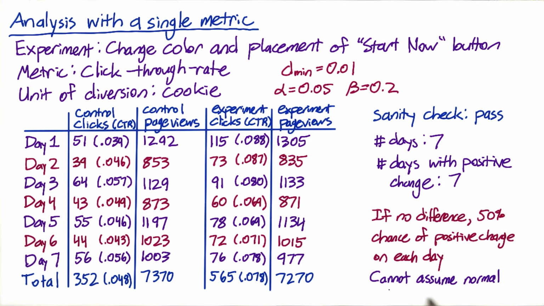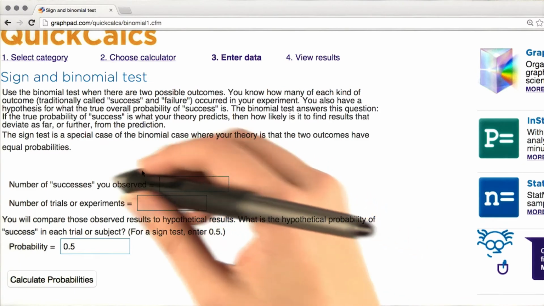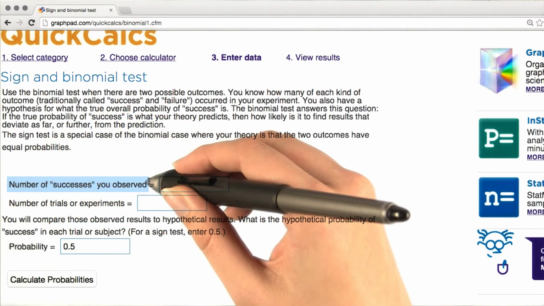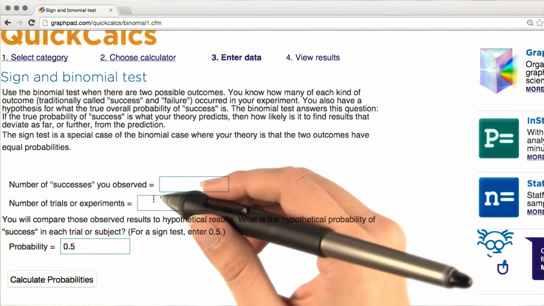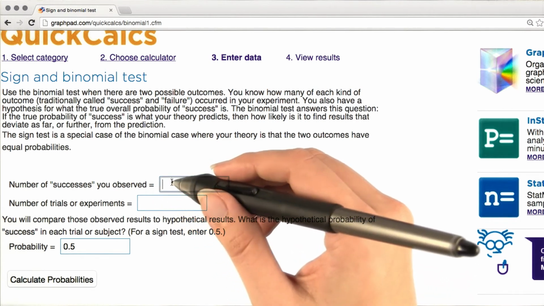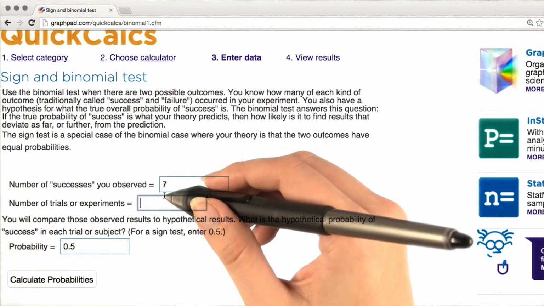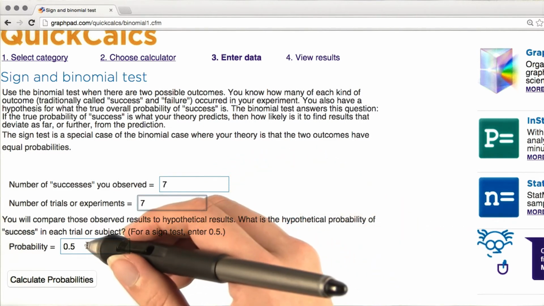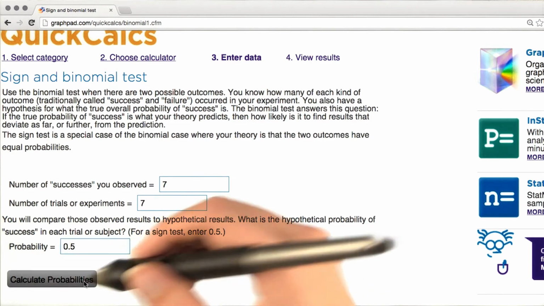The main difference is that here we cannot assume a normal distribution, since 7 days is not enough for the binomial to closely approximate a normal. You can do the calculation by hand using the probability density of the binomial distribution, but there's also an online calculator that you can use, which is linked in the instructor's notes. I'll use the online calculator. First, I'll need to enter the number of successes I observed. I'll define a positive difference, or the experiment group having a higher click-through rate than the control, as a success, so there were 7 successes out of 7 total days. Then I'll leave the probability at 0.5 and click Calculate Probabilities.